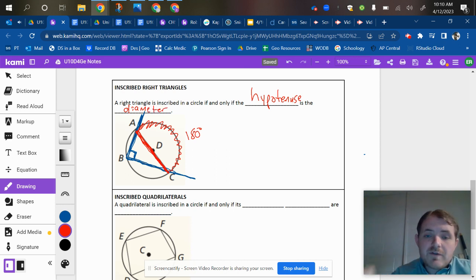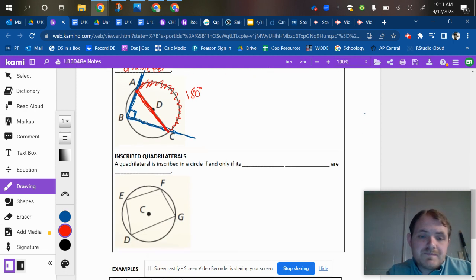So hopefully that's making a little bit of sense. And again, remember that arcs AB and BC would also have to add up to 180. Right now, we don't have enough information to actually figure that out. We would need to know another given situation.